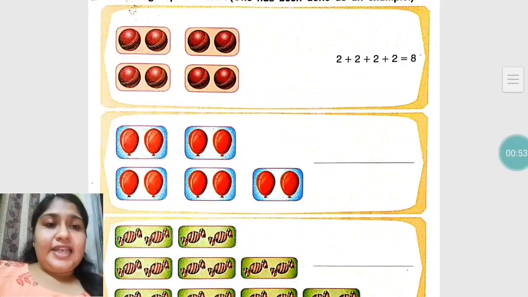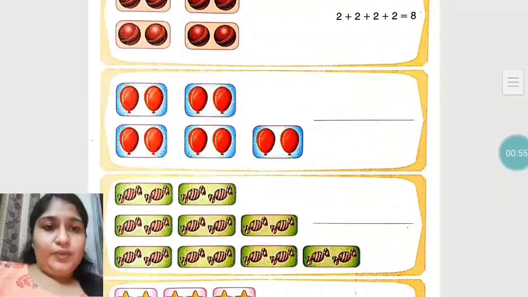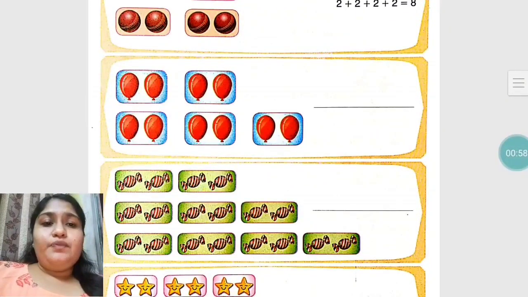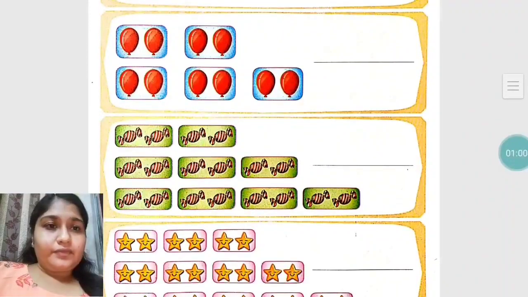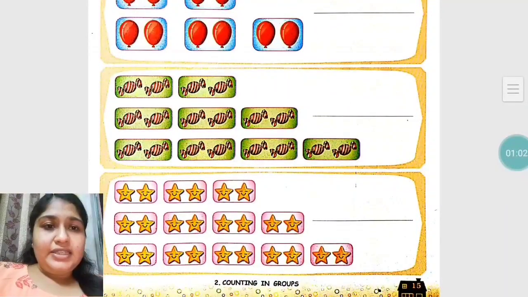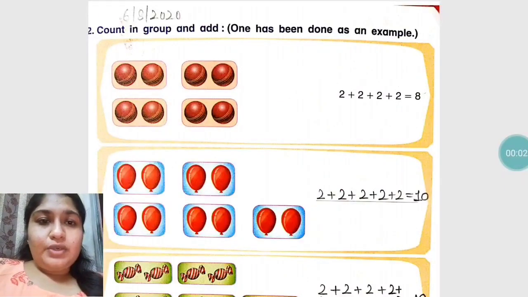So the second one is the picture of balloon. The third is chocolate. And the last one is stars. So students, let's start with our question number 2.